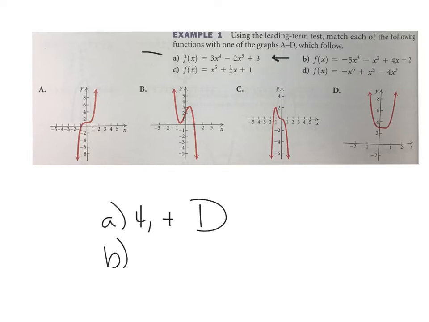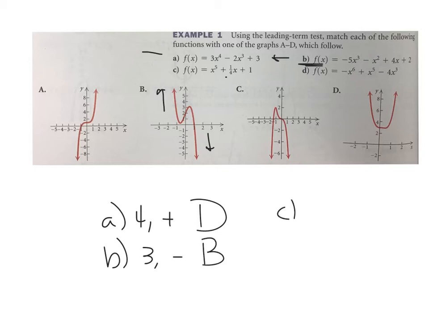If I look at B right here, B is odd, it's 3, and it's got a negative. So it means it's odd negative, which means it's going to go up to the left, down to the right. That's B, so B is B.